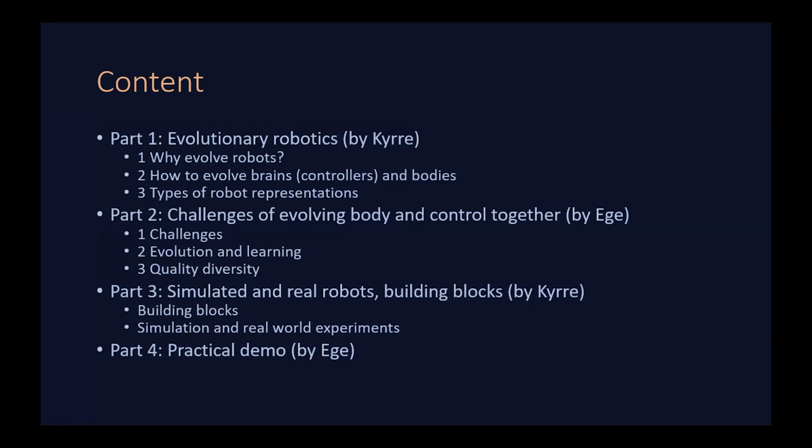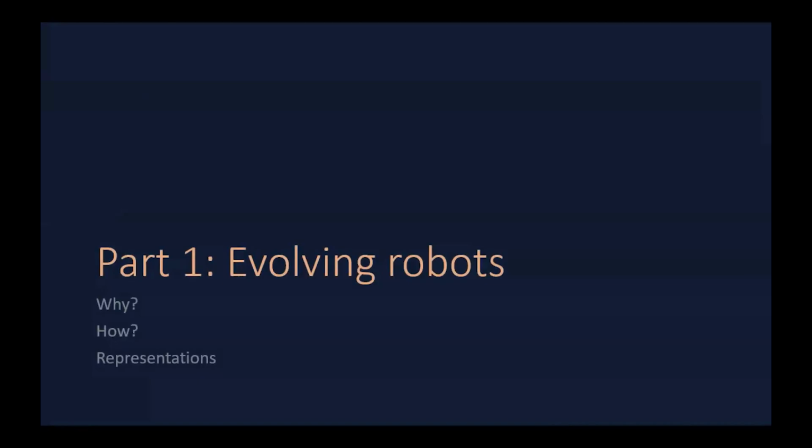So then I think we'll just jump into the first part on evolving robots. So why we do that and how we do that. So we'll cover the topics. There's a lot of things to cover, so we'll go a little bit in the surface, and then there's room for questions if you want to discuss further on specific topics.